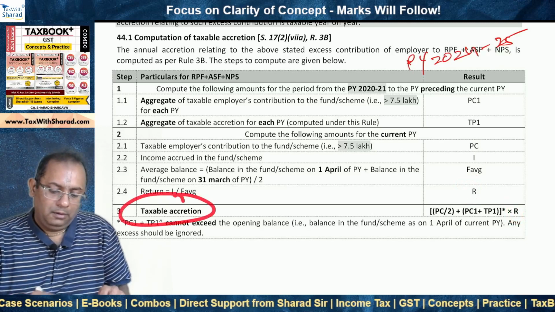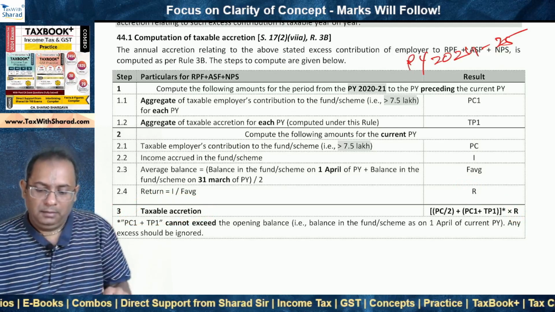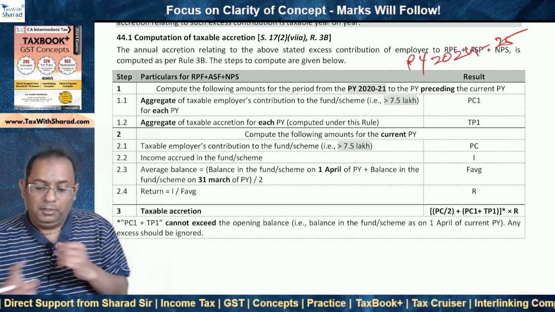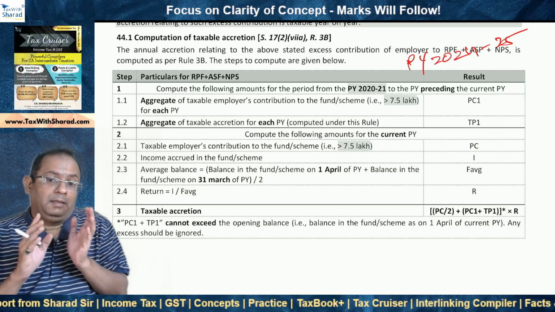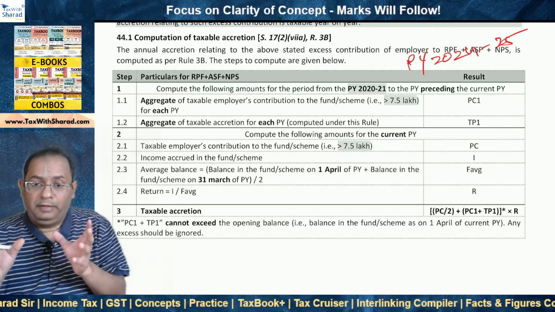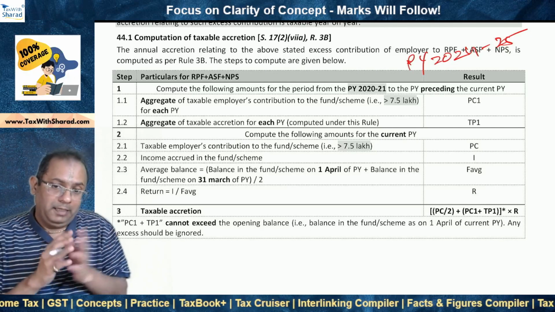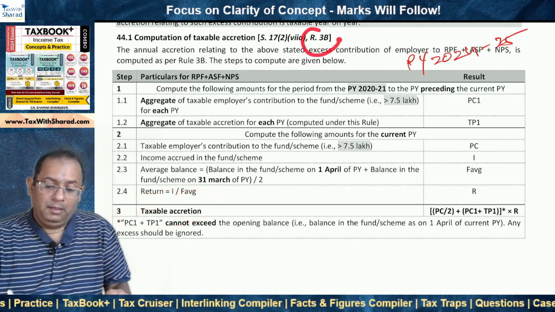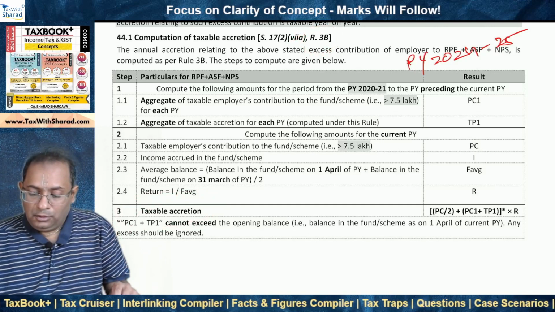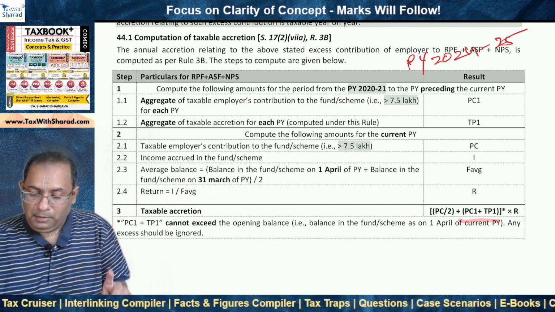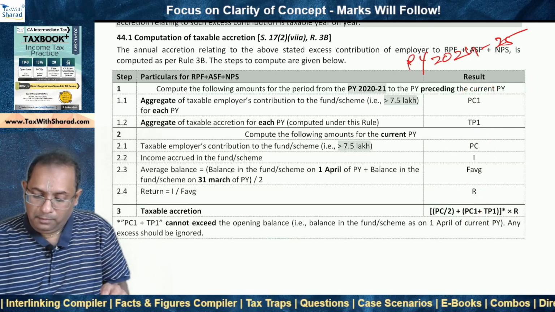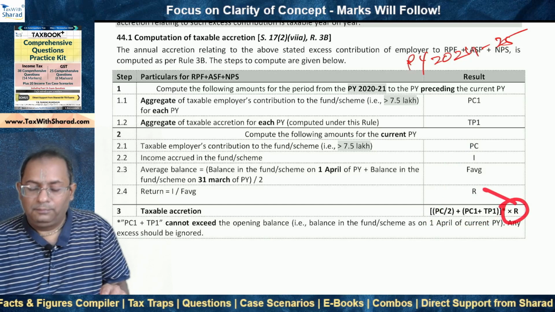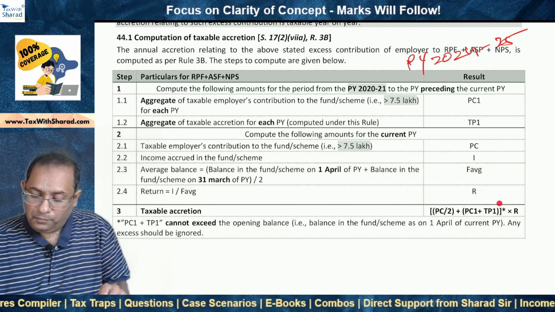And this is the amount which will be taxable in the current previous year under rule 3B, the amount of taxable accretion. So in the current year, what will be taxable? The employee's contribution which exceeds 7.5 lakh, that is the absolute amount that will become taxable. And what will become taxable is this amount, taxable accretion under rule 3B. So we take PC1 plus TP1, and then we take PC divided by 2, we total both, and then we multiply the total by R.